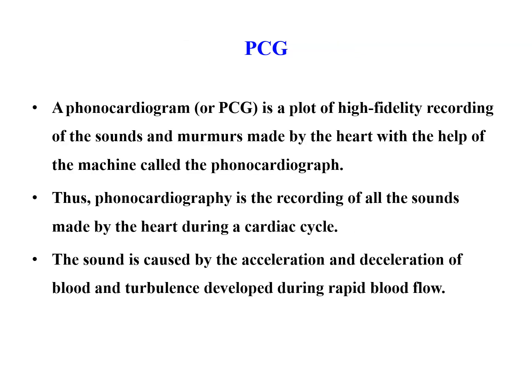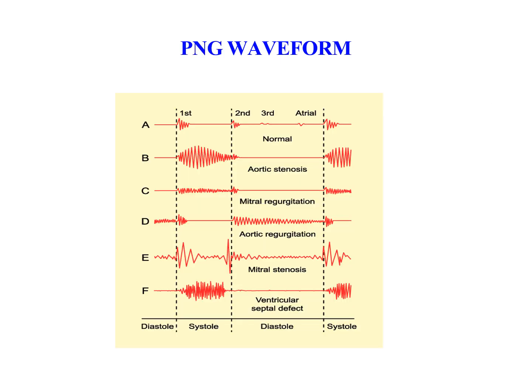Next one is phonocardiogram. Phonocardiogram is a high fidelity recording of the sounds and murmurs made by the heart with the help of a machine called the phonocardiograph. Phonocardiography is the recording of all sounds made by the heart during a cardiac cycle. Cardiac cycle means the PQRST levels. This is called the cardiac cycle.